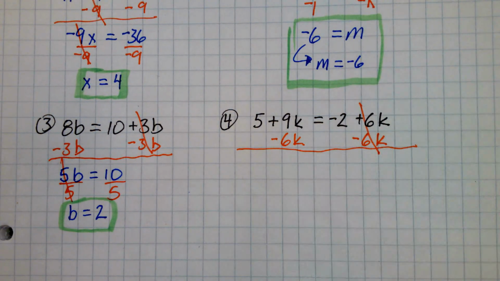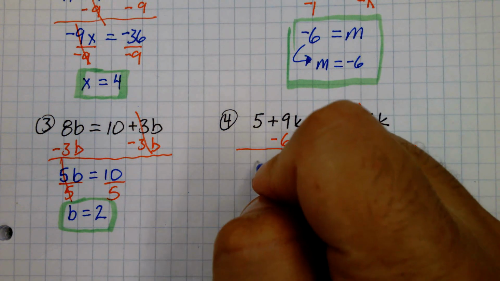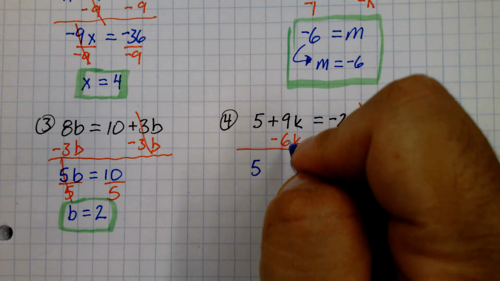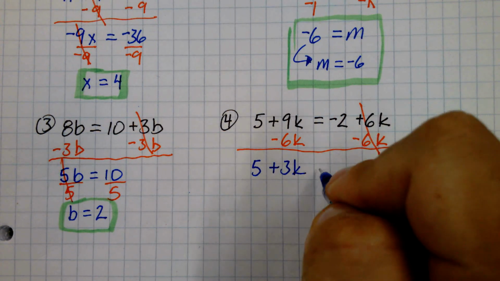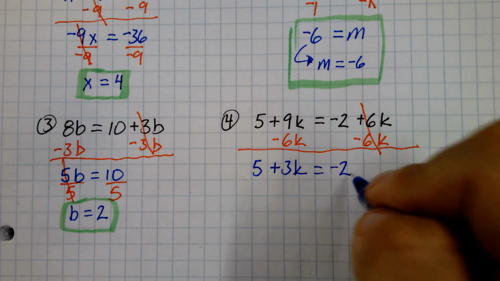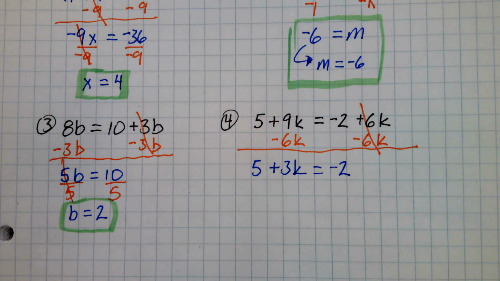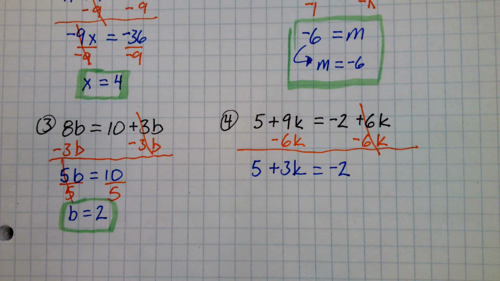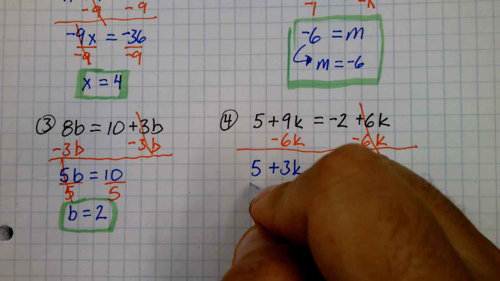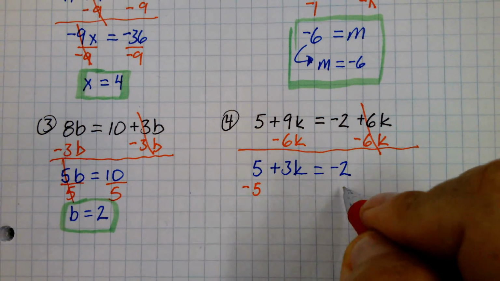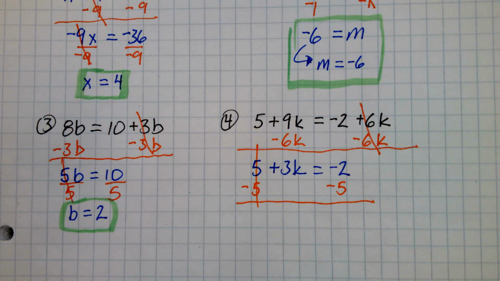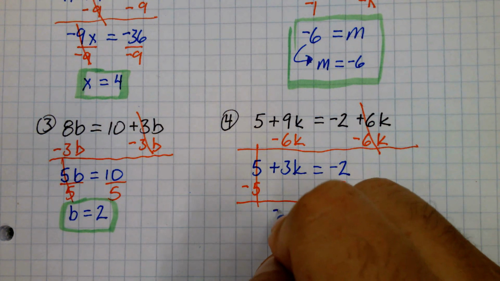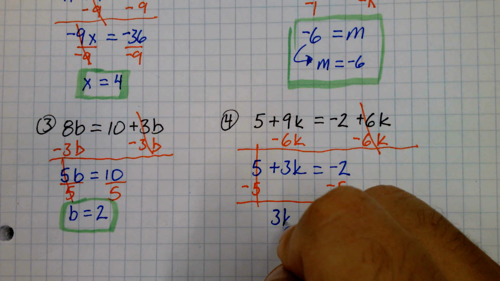So it goes on both sides. I'll bring down the 5. 9 and minus 6 is 3, so plus 3k equals negative 2. Okay, so now we got a two-step equation, so I know we're on the right path here. Let's get rid of the 5. So minus 5 there. Cancel this. Bring down positive 3k.